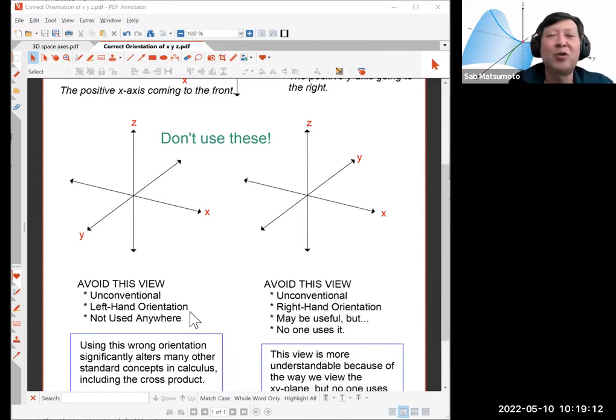Just like in trigonometry, nobody uses the clockwise orientation to measure angles. Everybody uses a counterclockwise orientation because that's the language that the mathematicians and scientists and engineers have agreed to use. Okay, so if you use the left-hand orientation, you remember your cross product is based on the right-hand orientation. You will be learning theorems like Green's theorem and Stokes' theorem, and all these other theorems do not assume the left-hand orientation. So things get quite messed up if you decide to use this. So please, please, please do not use this orientation.